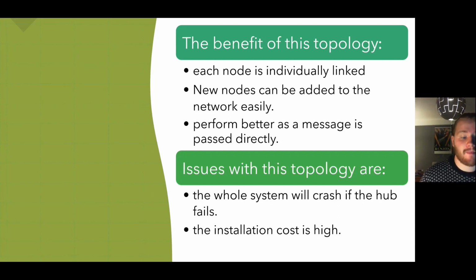The benefit of this topology is that each node is individually linked. So if one fails, it does not affect the rest, and new nodes can be added to the network easily. Star networks also tend to perform better as the messages are passed directly to the nodes in question. The issues with the topology are that the whole system will crash if the hub fails. And also, installation costs are high due to all the cables and ports, though this can be lessened for wireless ones.